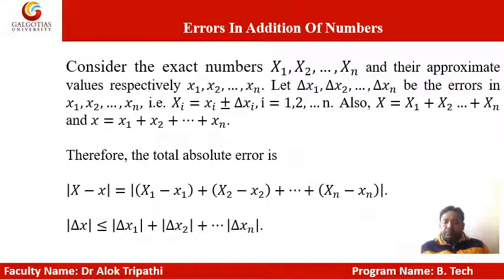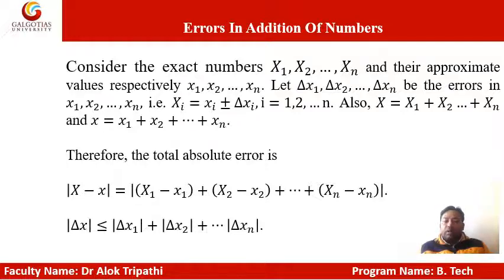Now we want to add these numbers. Therefore if we add exact numbers, we will get the exact sum. So this is represented by capital X here. X equals X1 plus X2 up to Xn, and small x equals, this is the sum of approximate values of these numbers, x1 plus x2 up to xn.